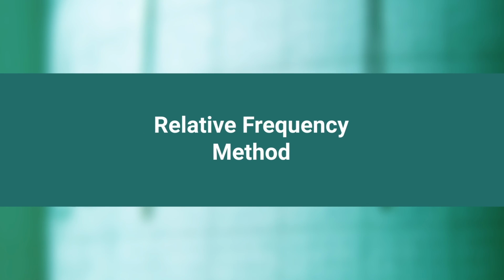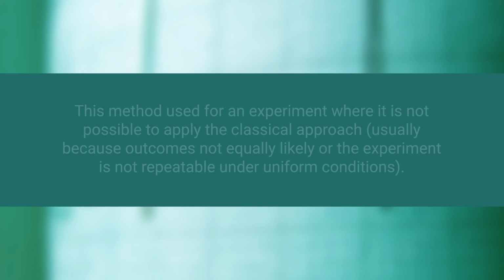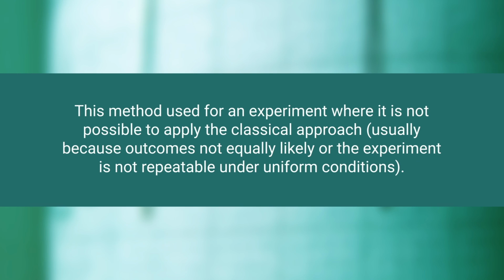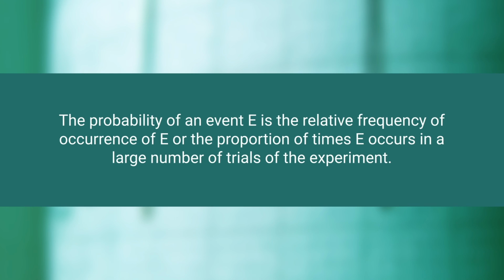Afterwards, the relative frequency method is applied. This is quite experimental in nature, so we usually call this the experimental method also. This method is used for an experiment where it is not possible to apply the classical approach, usually because outcomes are not equally likely or the experiment is not repeatable under uniform conditions. The probability of an event E is the relative frequency of occurrence of E, or the proportion of times E occurs in a large number of trials of the experiment.